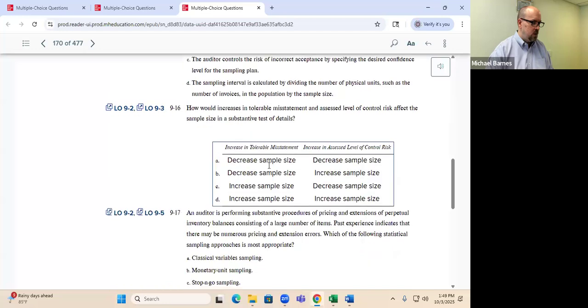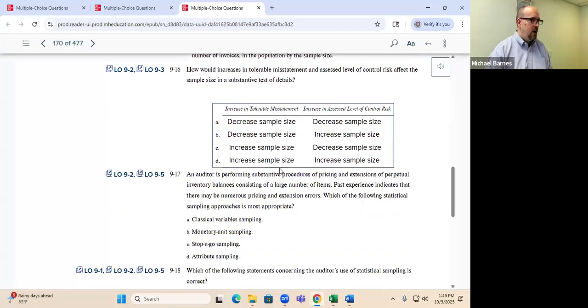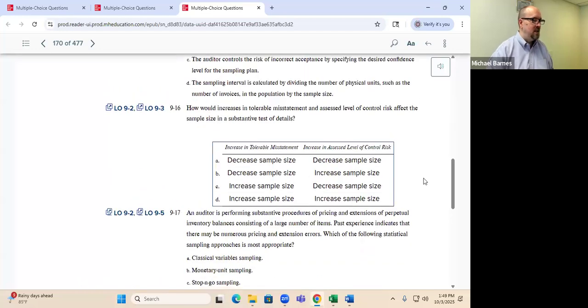All right, last multiple choice question. How would increases in tolerable misstatement and the assessed level of control risk affect the sample size in substantive tests of details? We'll do the same thing we did before and go through both of these individually.